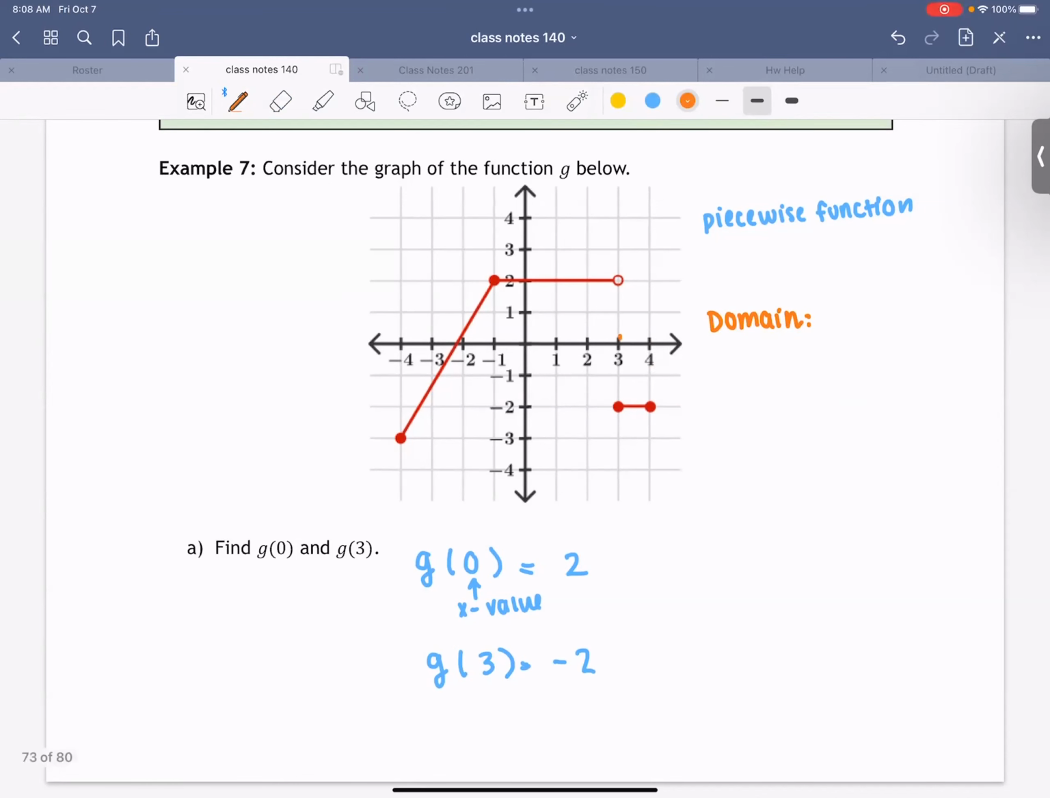3 is a good one, right? Because, well, the function doesn't exist up there, but it does exist there. So the function actually does have a value at 3, but that's a good guess. Any other values that might not work?